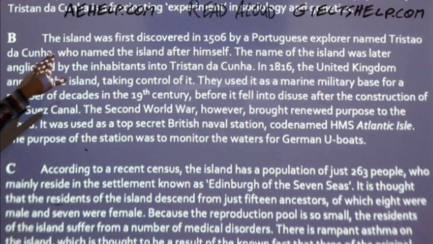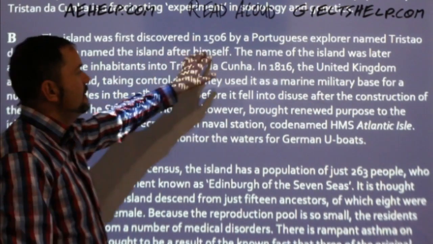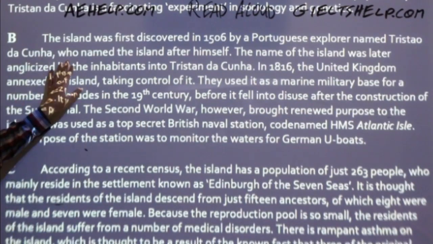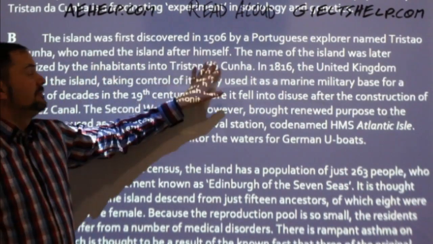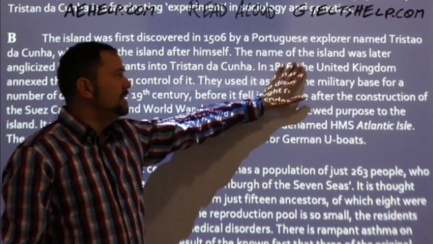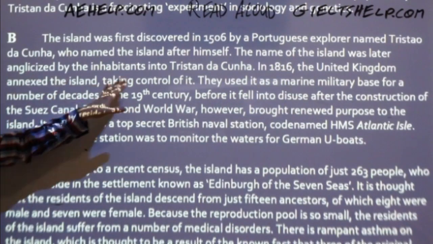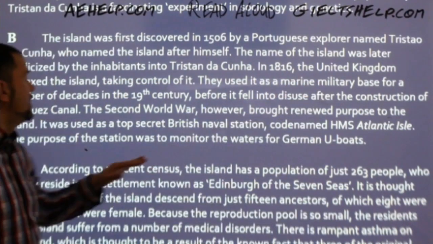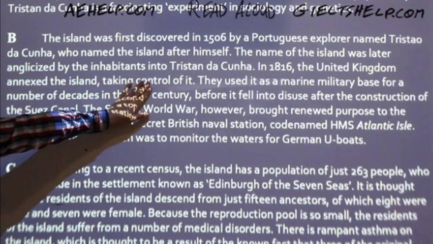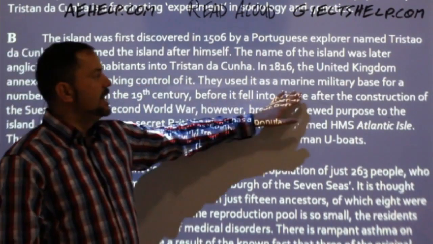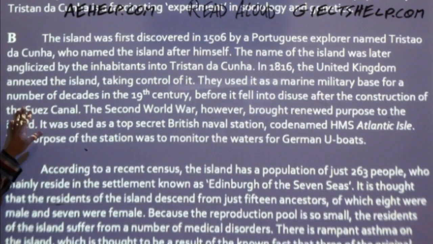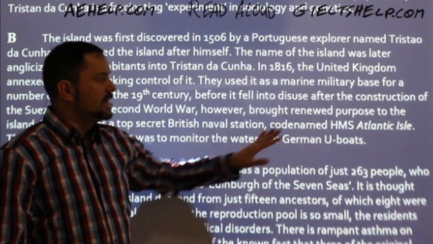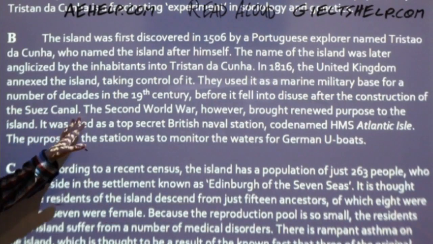Okay, let's keep going. The island was first discovered in 1506 by a Portuguese explorer named Tristão da Cunha, who named the island after himself. The name of the island was later anglicized by the inhabitants into Tristan da Cunha. In 1816, the United Kingdom annexed the island, taking control of it. They used it as a marine military base for a number of decades in the 19th century before it fell into disuse after the construction of the Suez Canal.